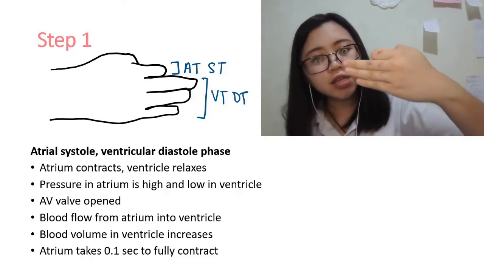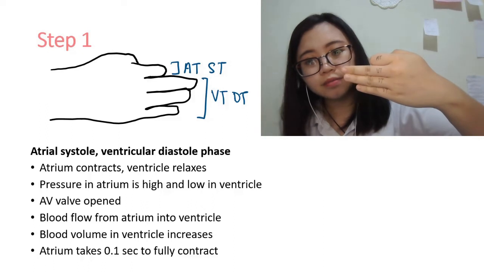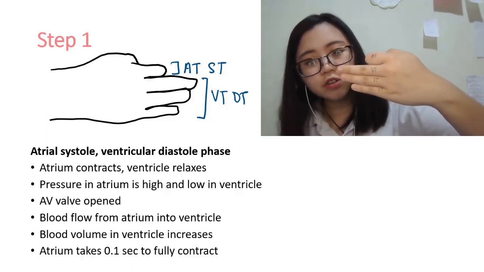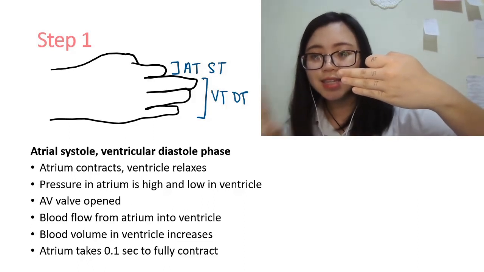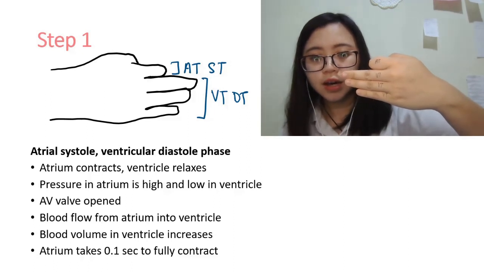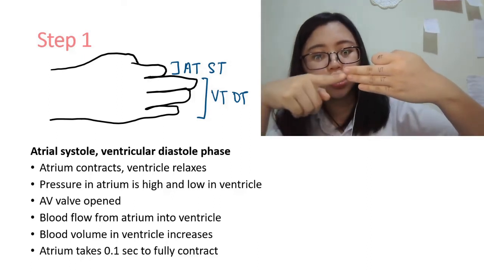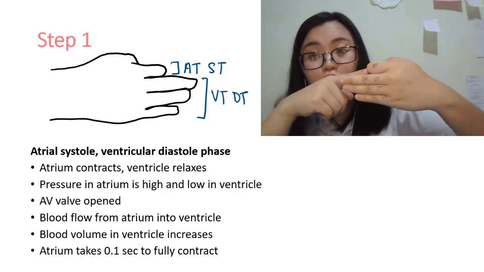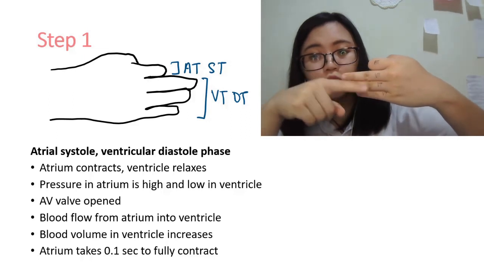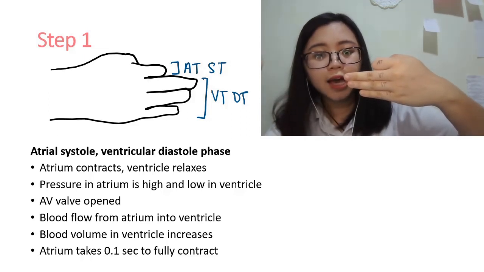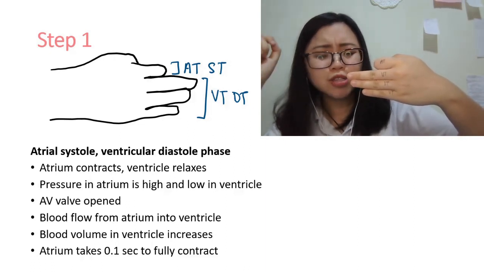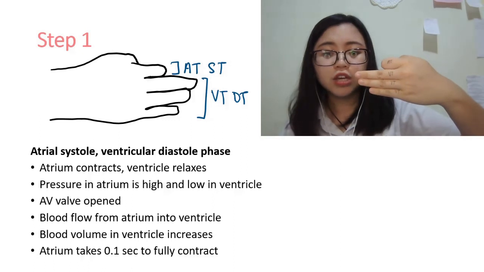So sekarang saya tengok saya punya atrium terlipat. My atrium is contracting. My ventricles are relaxed. This is the first step in your heartbeat. Coming from here, you can express that the pressure in atrium is high and low in ventricles. The AV valve will open, so it allows blood to flow from atrium to ventricle. The blood volume in the ventricle will increase and the atrium will take about 0.1 second to fully contract.